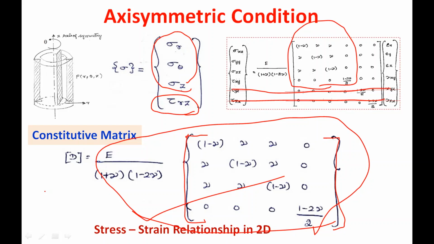In the next part we are going to derive the strain-displacement relationship matrix for the two-dimensional triangular element. Then we have to solve problems for the 2D vector variable problem. That is, in all three conditions we are going to take up the problems one by one.